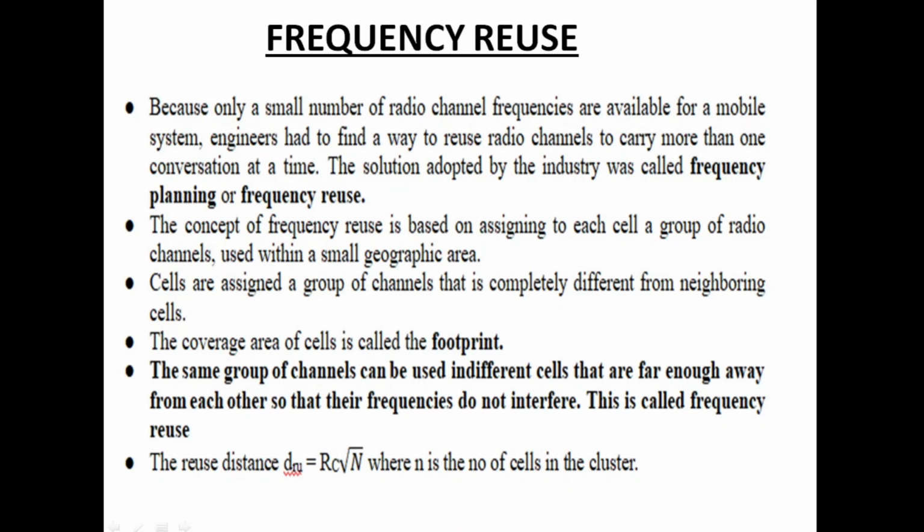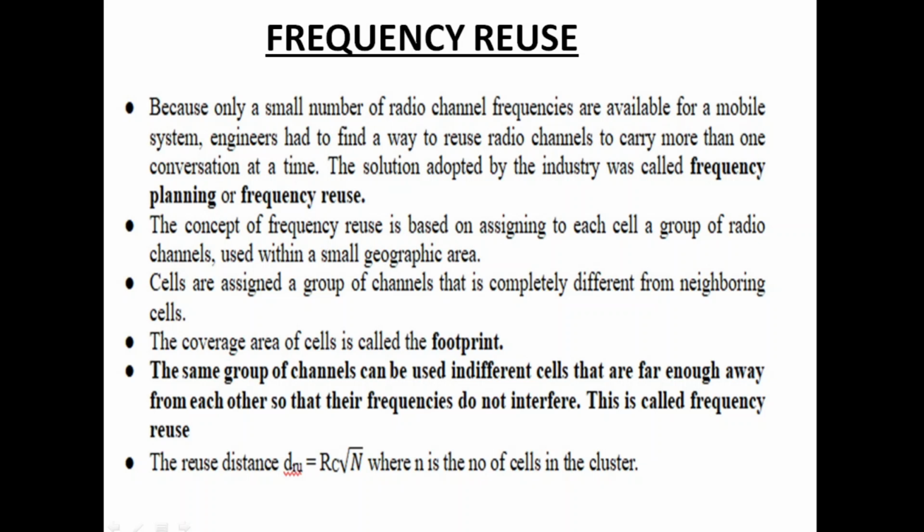Because only a small number of radio channel frequencies are available for mobile systems, engineers had to find a way to reuse the radio channels to carry more than one conversation at a time. The solution adopted by the industry was the frequency planning or frequency reuse concept. This concept is based on assigning to each cell a group of radio channels within the same geographical area. Cells are assigned a group of channels that is completely different from neighboring cells.